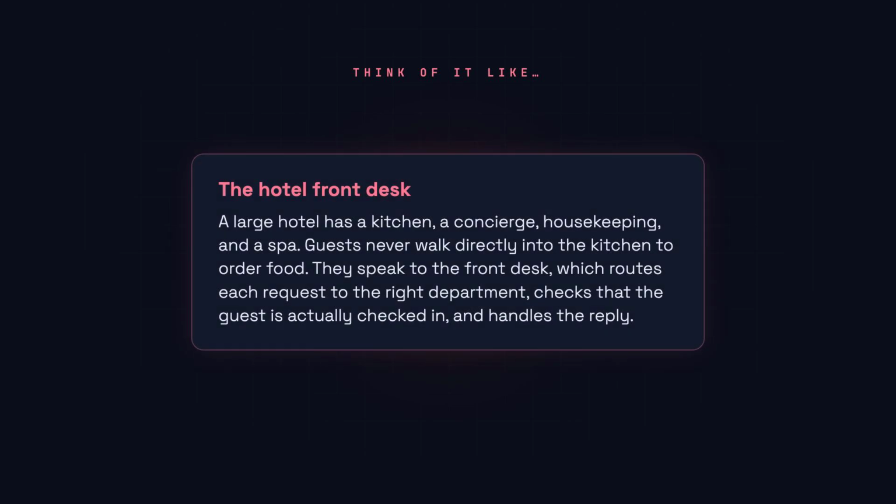Think of a large hotel. Guests never wander into the kitchen or knock on the housekeeping supply room. They go to the front desk. The front desk verifies who you are, figures out which department handles your request, forwards it, and brings back the answer. The API gateway plays exactly that role for your software system, one known location that handles every incoming request and shields the internal layout from the outside world.